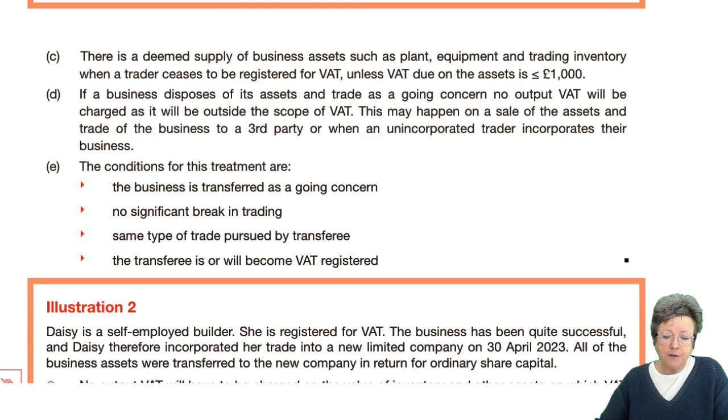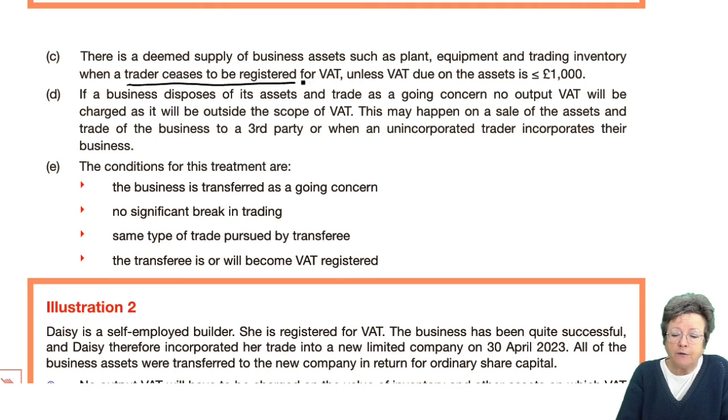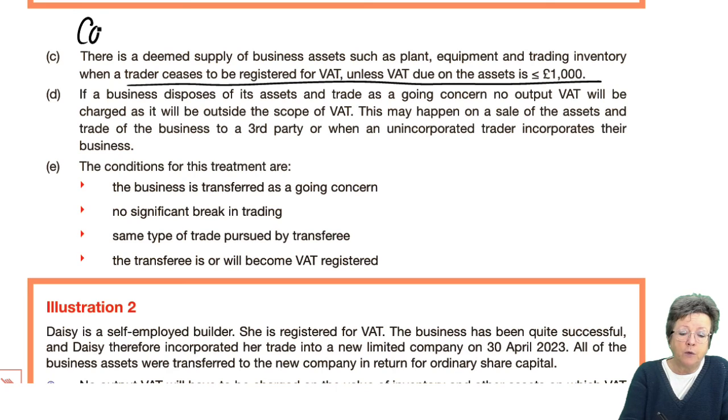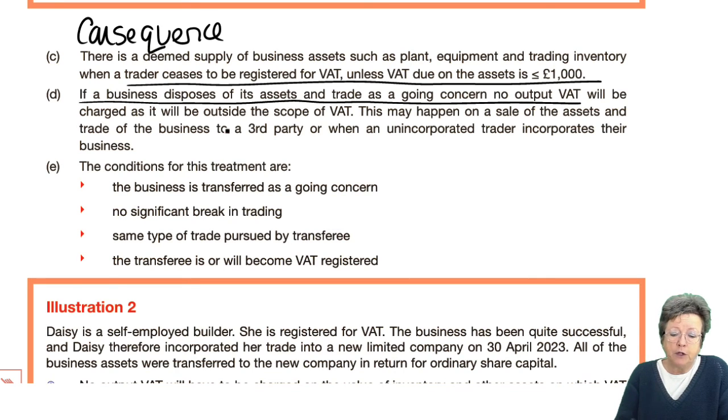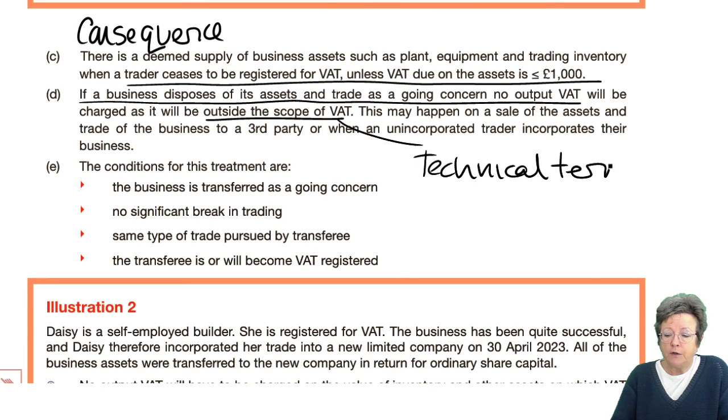Further circumstances, there is a deemed supply of business assets such as plant and machinery where the trader ceases to register for VAT unless VAT due on the assets is less than that. So that is a consequence. However, if a business is disposing of those assets as a going concern, there's no output because it's outside the scope. That's a technical term. It's outside the scope.